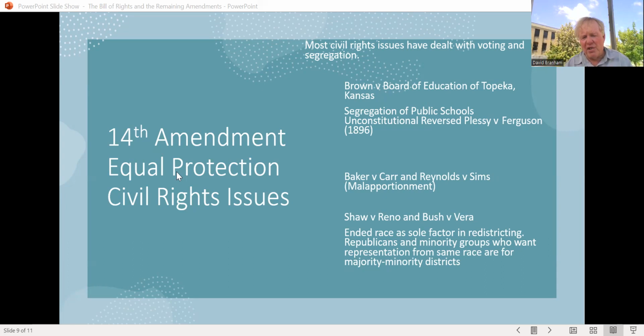And then there was the case of Shaw versus Reno that was followed by Bush versus Vera. These cases basically dealt with apportioned districts where they were equal in size. But what you would do is basically gerrymander these districts, where you would draw lines where certain people were in one district and certain people were in others. And this basically created election outcomes before you even finished the redistricting.